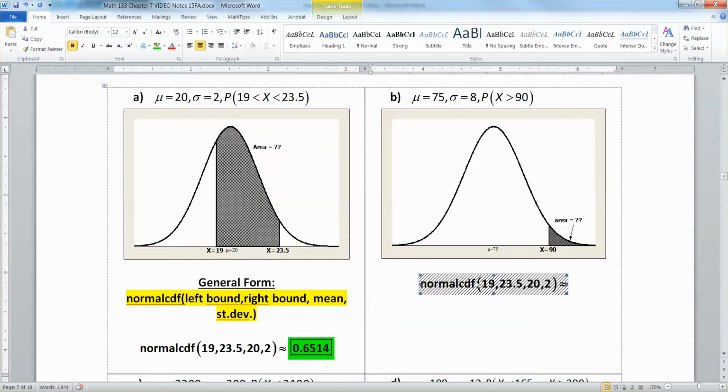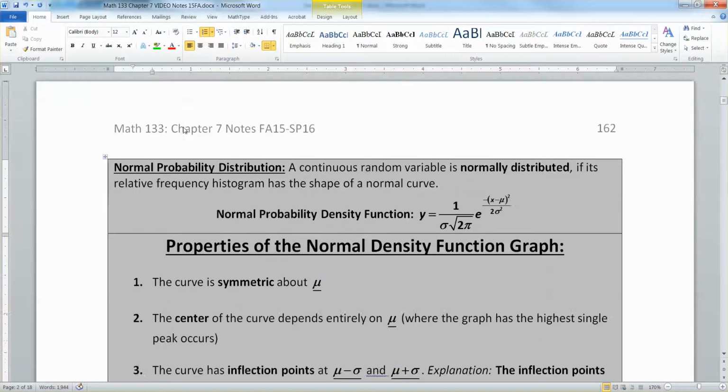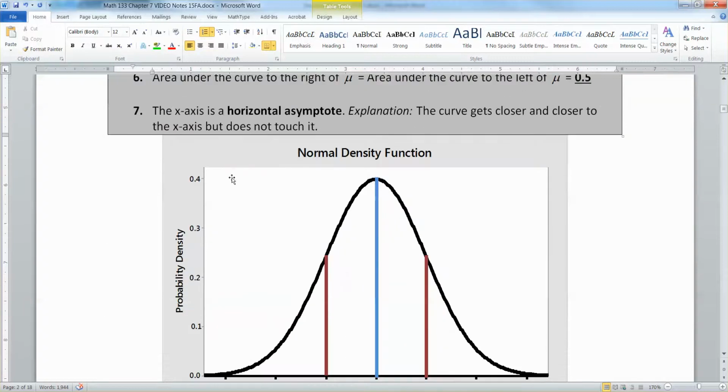Okay, so then the question is the right-hand edge. So this curve goes on forever and ever. If you remember, we said back in section 7.1 that it's a horizontal asymptote. So it technically never stops. Just real quick, I popped back here to section 7.1 so you could see the properties of the normal density function, and you'll see it goes on forever, and it says the x-axis is a horizontal asymptote. The curve never touches the x-axis.